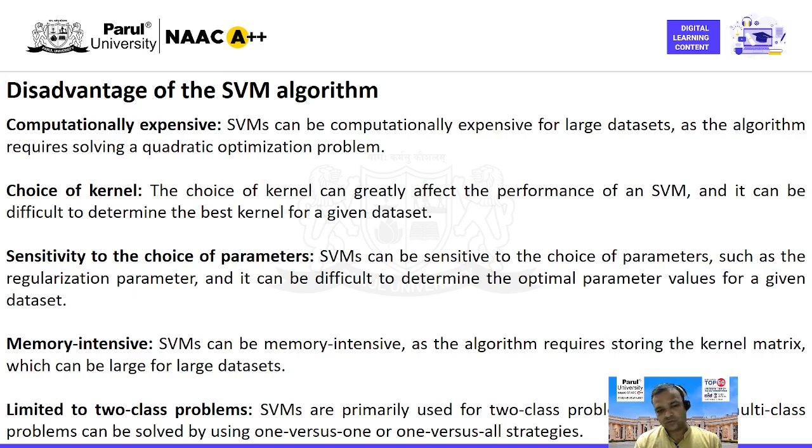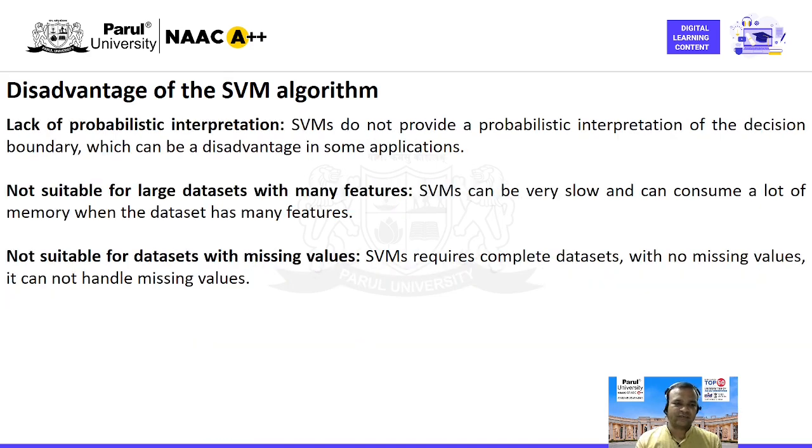Limited to two-class problems. SVMs are primarily used for two-class problems, although multi-class problems can be solved by using one-versus-one or one-versus-all strategies. Okay, so these are some basic disadvantages of SVM. Another one is lack of probabilistic interpretation. SVMs do not provide a probabilistic interpretation of the decision boundaries, which can be a disadvantage in some applications. Next one is not suitable for large data sets with many features.